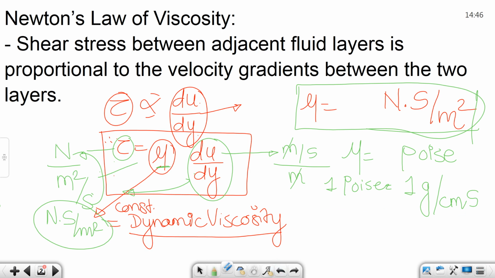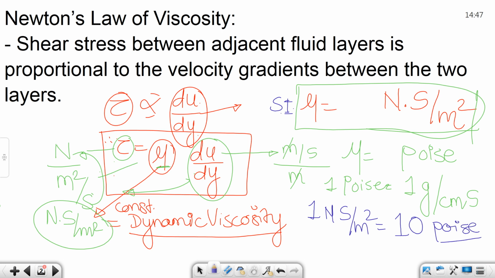So we'll discuss conversion, which is very important. To convert the SI unit, the SI unit of dynamic viscosity is Newton second per meter square. So we need to know the conversion. 1 Newton second per meter square is equal to 10 poise. We require this conversion for some numericals on viscosities.